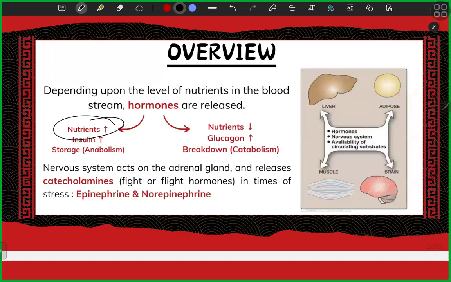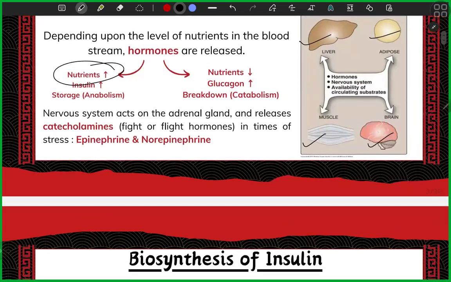Now there are four different organs or tissues: the liver, the adipose tissue, the muscle, and the brain. These are the four main organs involved in the insulin and glucagon fluctuation. Insulin and glucagon are the main hormones that act according to the availability of the substrates, which are basically the nutrients. Then you have the nervous system. The nervous system acts on the adrenal gland and releases catecholamines. Catecholamines include epinephrine and norepinephrine, which are the fight or flight hormones, which you use in times of stress or emergency situations. So this is an overview, and we're going to be going over everything again.